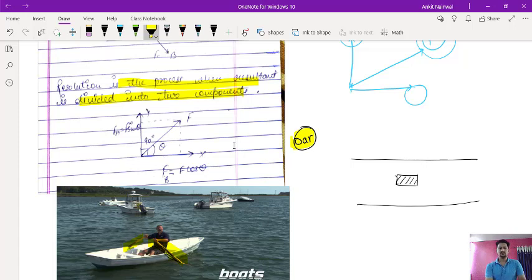Now suppose you are sitting in this boat and you want to move the boat in this direction, and you do not have an oar. How will you move the boat? Suppose you have two ropes here. One of your friends is sitting here and another friend is sitting here. You will give one rope to this friend and one rope to that friend. Now you will ask them to pull the rope in their direction.